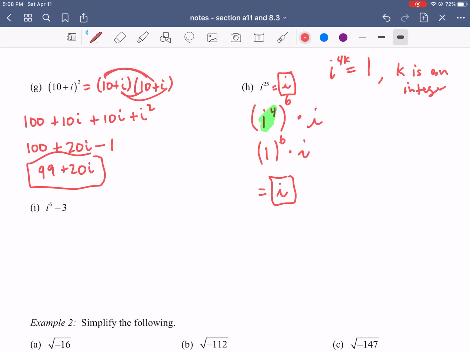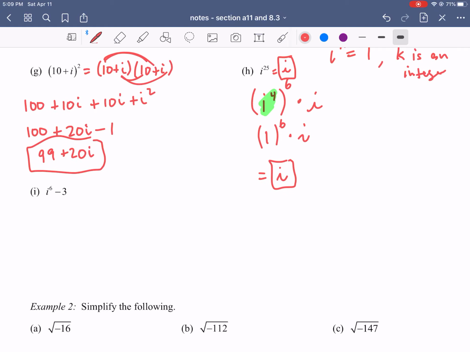Okay, now, no pun intended here, but problem letter I is equal to, and what we want to do is we want to simplify i to the 6th minus 3. So once again, we want to figure out how many times does 4 go into 6, and that would be once. And that means that there are going to be 2 of those left over. And so this is going to be 1 to the 1st power times i squared, which is negative 1. And that's going to give me negative 1. And so i to the 6th is negative 1. And then subtract the 3 is going to equal negative 4.